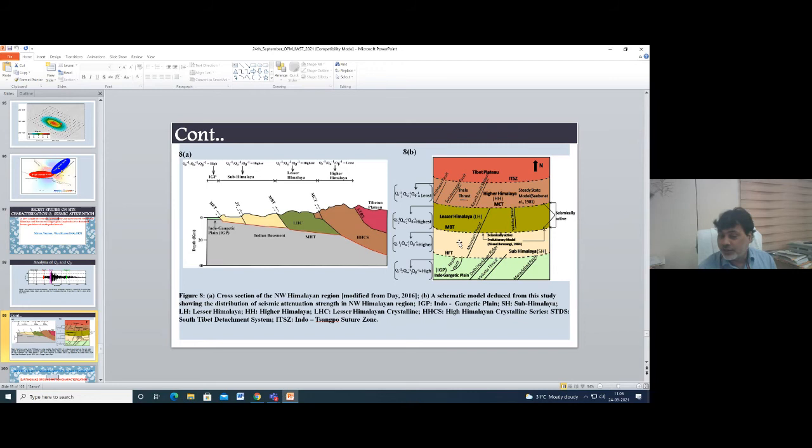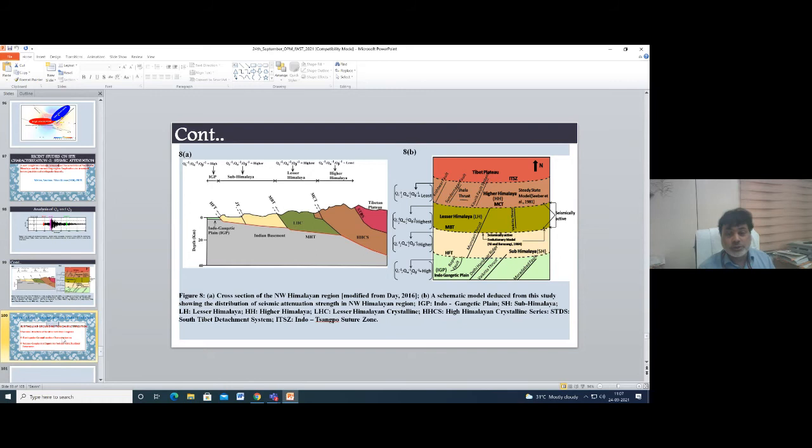It is not the case. So this gives you the attenuation behavior, that what attenuation factor we have to consider for a structure in the IGP, in the Indo-Gangetic plane, a structure in the sub-Himalaya, or a structure lying in the lesser Himalaya region. But if you go to the trans-Himalayan belt, beyond the MCT, you can see the least attenuation. It is because the crystalline rocks are there. So it says actually the efficacy of the attenuation tool which have been imaged.